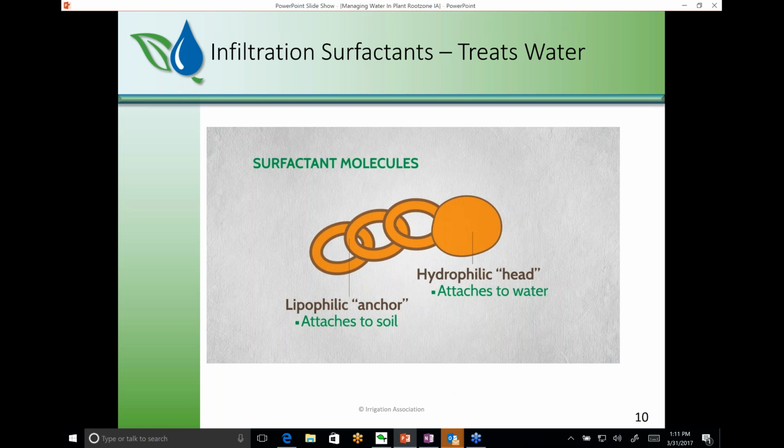So going back to the concept of water management chemistries, at Precision we produce surfactants that are used to treat the water, and these are called infiltration surfactants. Infiltration surfactants have two parts to the molecule. They have a water-loving head, the hydrophilic head, and a lipophilic anchor. And we know how to balance the hydrophilic and lipophilic portion of the molecule to make an infiltration surfactant reduce surface tension and allow water to spread better.